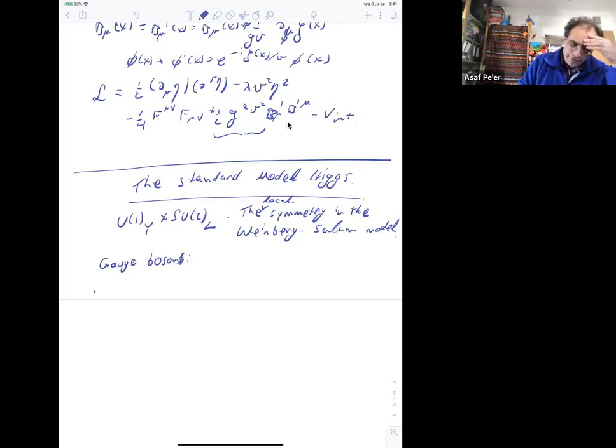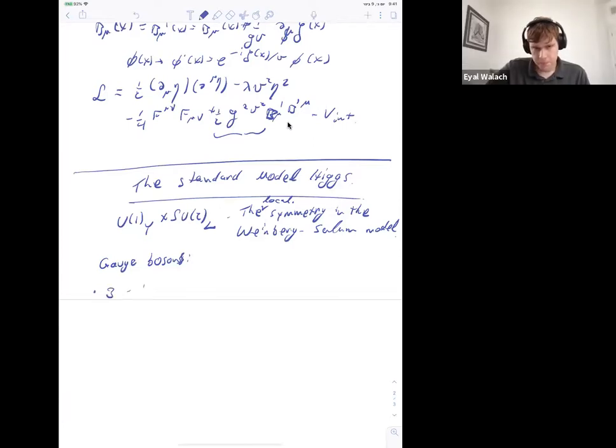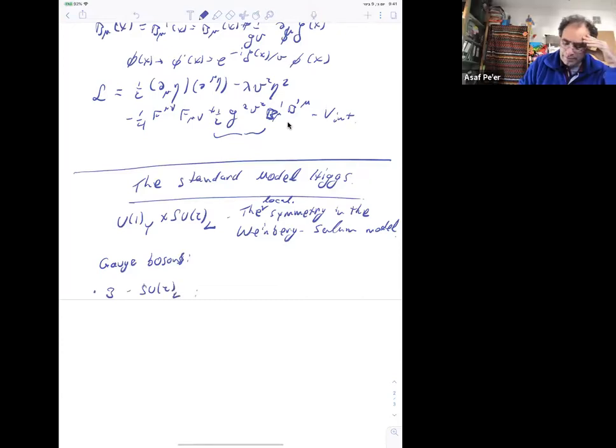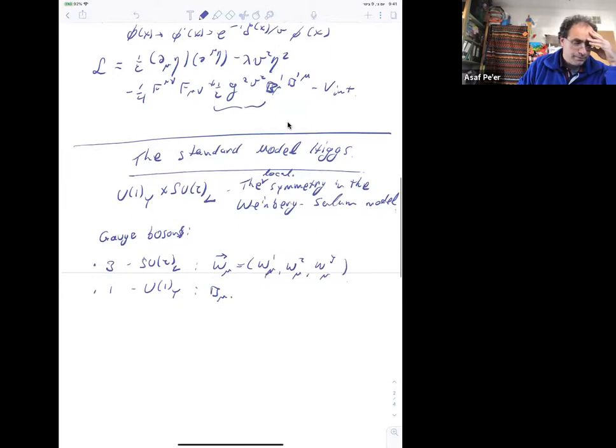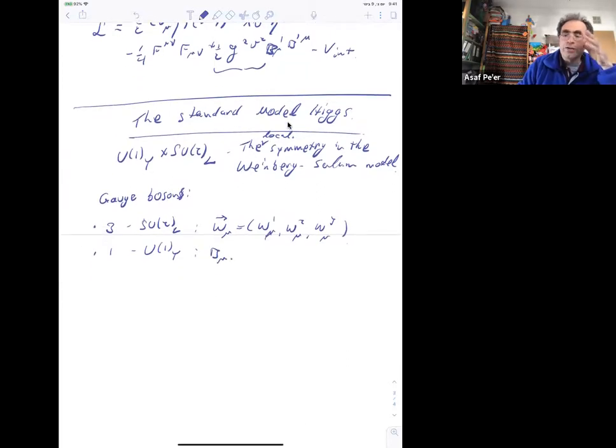For the SU2 left, how many do we have? 3. These are the W's: W1, W2, and W3. And 1 for the U1Y, which is the hypercharge. So this is the B mu. These are the gauge bosons of the theory.